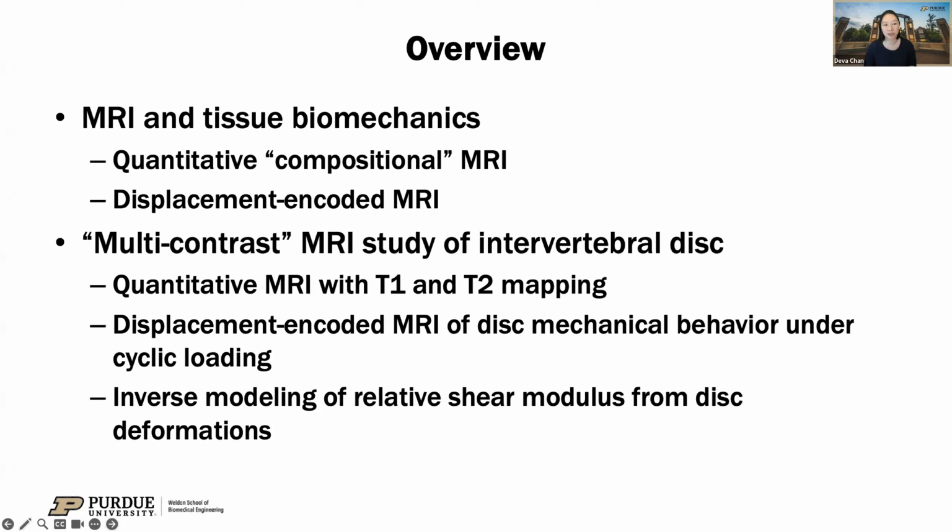And then for the most part, I'm going to focus on our multi-contrast MRI study of the disc. There we used quantitative MRI and did T1 and T2 mapping, and I'll explain a little bit more about both of those. And then we did displacement encoded MRI using a technique called DENSE to evaluate the disc mechanical behavior under cyclic loading, in a way that's very similar to what Don showed earlier, in an ex vivo model using human cadaveric disc. And then finally, we do the elastography part of the title, and we used an iterative inverse modeling technique to estimate the relative shear modulus based on these measured deformations.